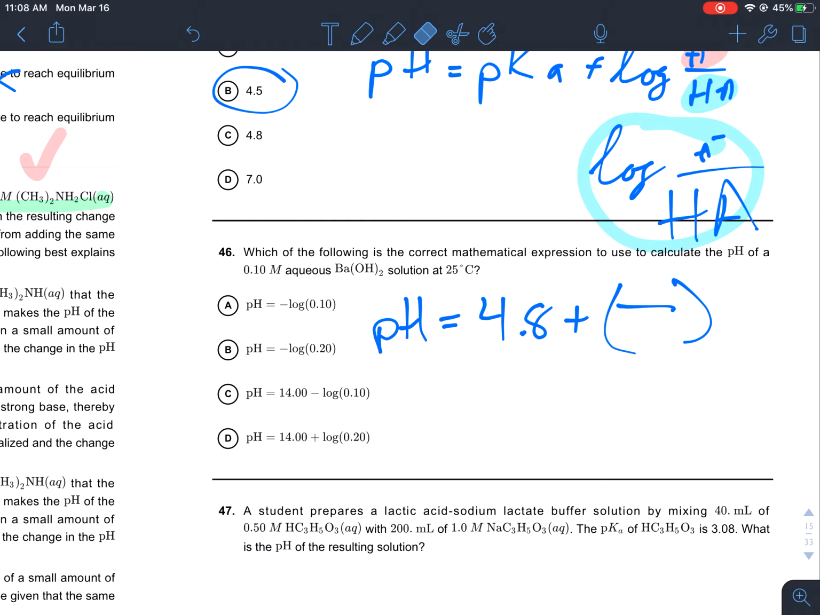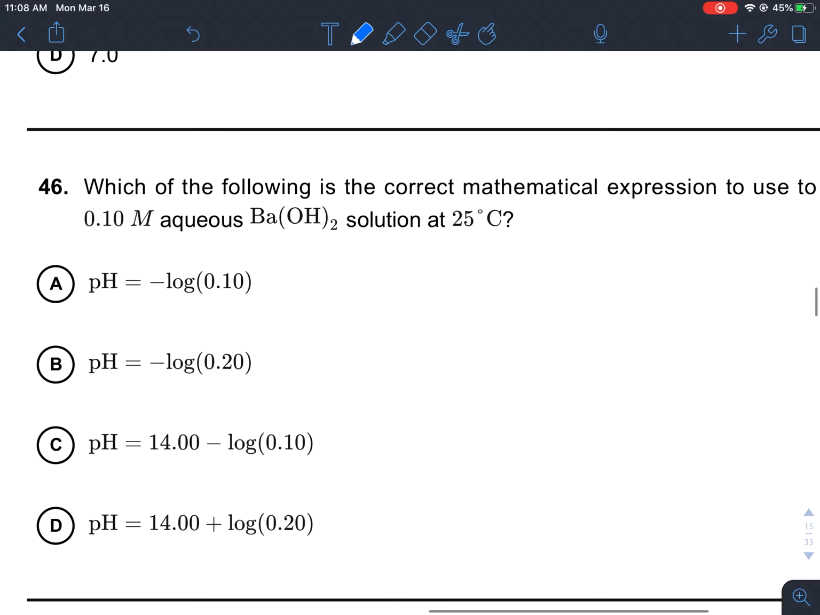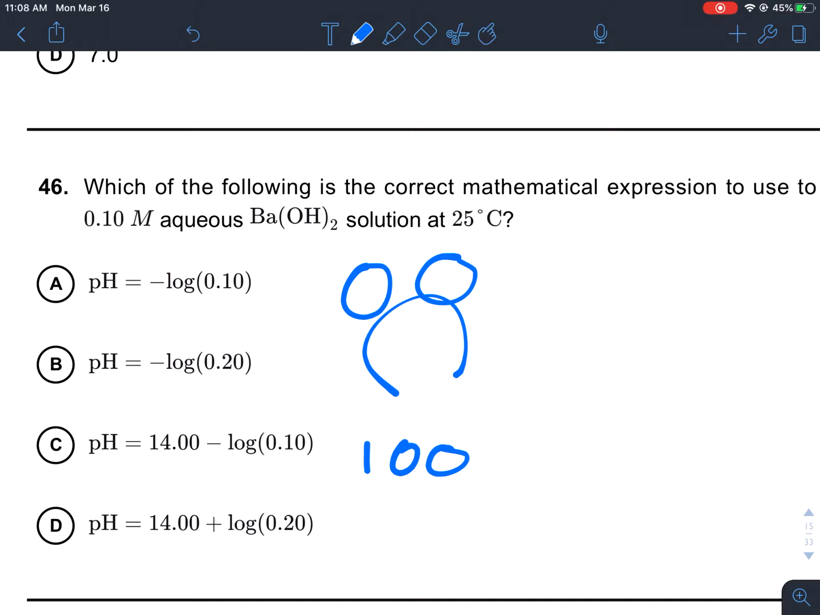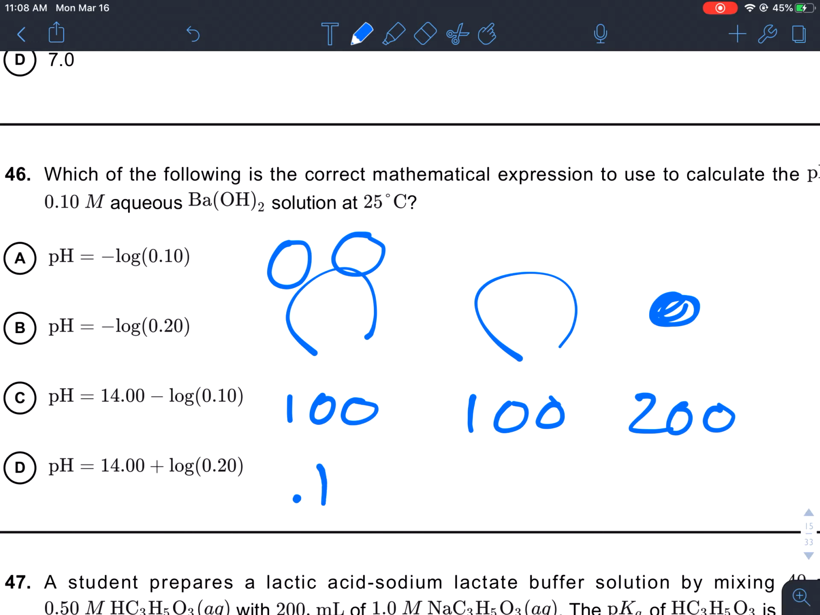Okay, 46. Which of the following is a correct mathematical expression used to calculate the pH of 0.10 molar Ba(OH)2? Okay, so I like saying Mickey Mouse ears for this. Say you worked at Disneyland, or you manufactured Mickey Mouse ears for everybody. If you have 100 of these, how many headbands do you have? You have 100. If you have 100 of the Mickey Mouse ears, how many ears do you have? You have 200. So if you have 0.10 molar of Ba(OH)2, you have 0.10 molar of Ba2+.